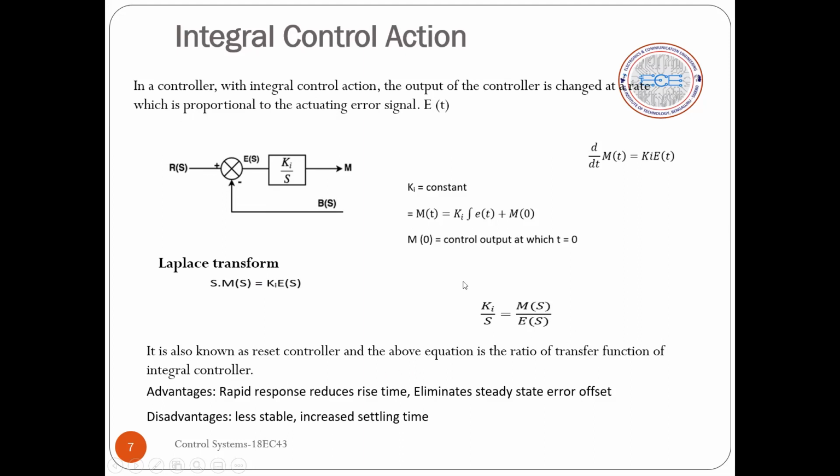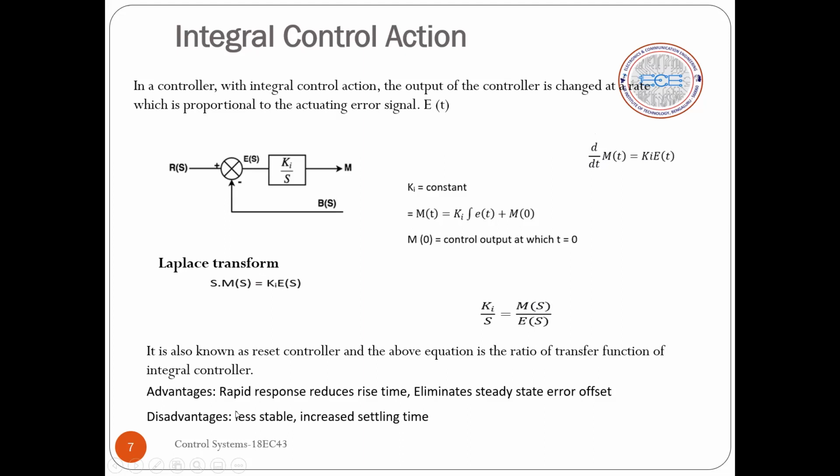Above we have the transfer function, because you can write an equation like this: s into M of s is equal to Ki into E of s. This is the Laplace transformation taken for the definition of this integral controller. Integration of the error signal is happening here.